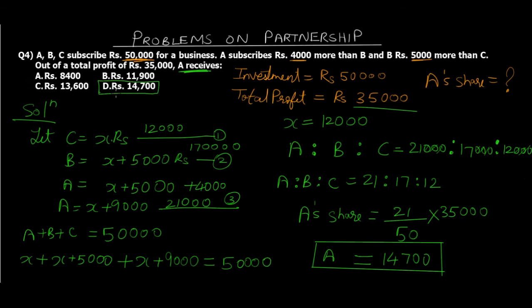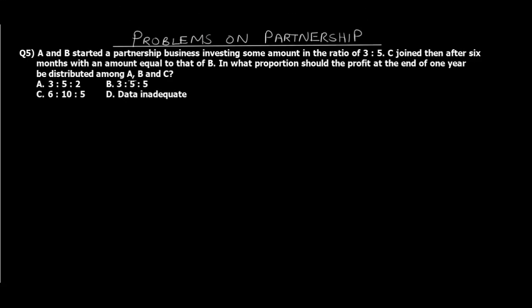Okay, so let's move on to the last question of this problems on partnership video tutorial. So let me just read out the question. A and B started a partnership business investing some amount in the ratio of 3:5. C joined them after 6 months with an amount equal to that of B. So in what proportion should the profit at the end of 1 year be distributed among A, B and C?